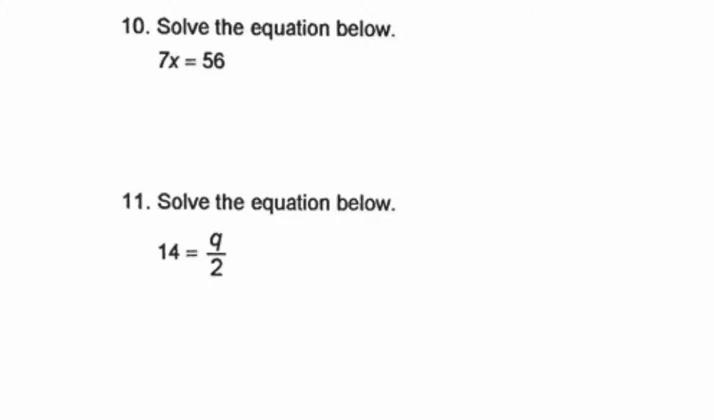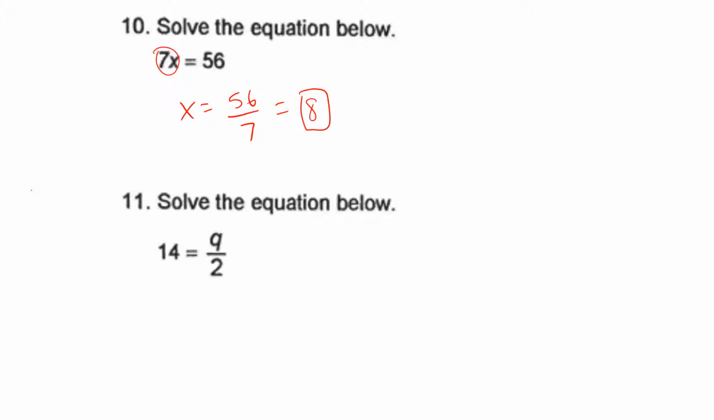Okay. All right, rapid fire here. Solve the equation below. Well, if that's 7 times x right there, then x is going to be 56 divided by 7. 56 divided by 7 is 8.